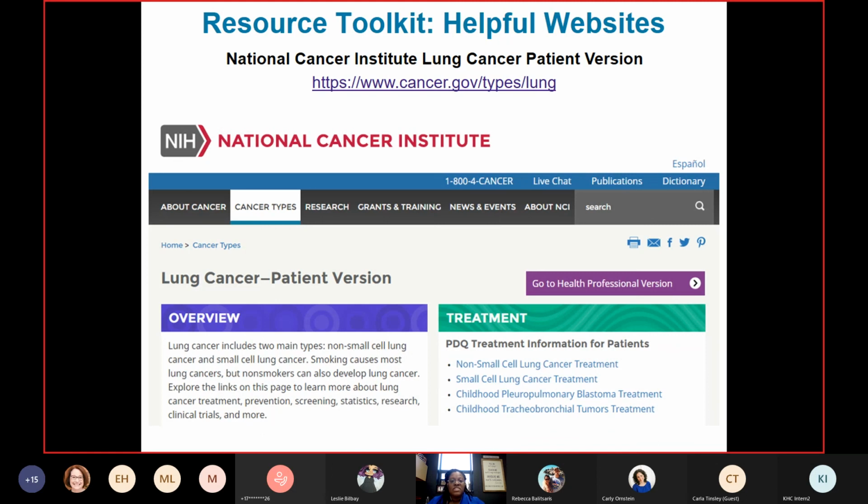And then the NCI also has this lung cancer patient version. When you go to this site and click here, you can look at the different subtypes of lung cancer, and it'll go into telling you about treatment, overview, the genetics, the symptoms, and all of that will help you as you're reading the original research articles to put the language and the jargon into context, but it's very digestible, right, for everyone.